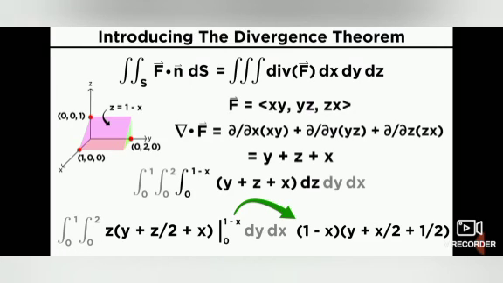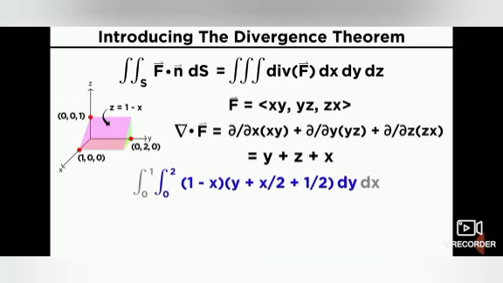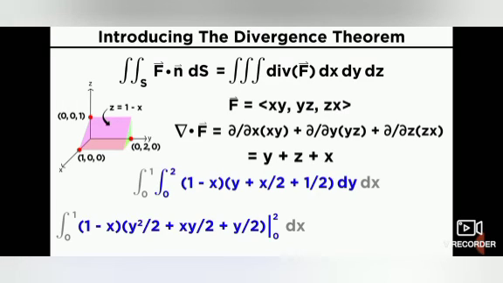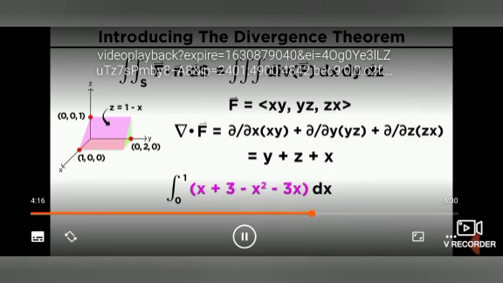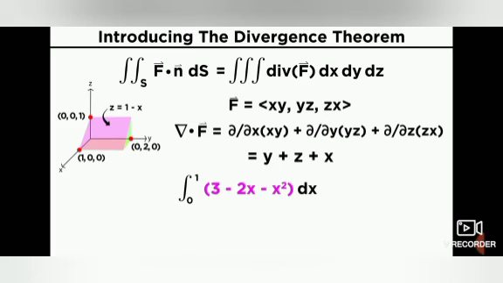Next we go for the integral with respect to y. The answer is (1 minus x) times (y squared by 2 plus xy by 2 plus y by 2). The limits are 0 to 2, so we apply the limits. We get (1 minus x) times (2 plus x plus 1). Now we integrate over x from 0 to 1, for the answer 3 minus 2x minus x squared dx.